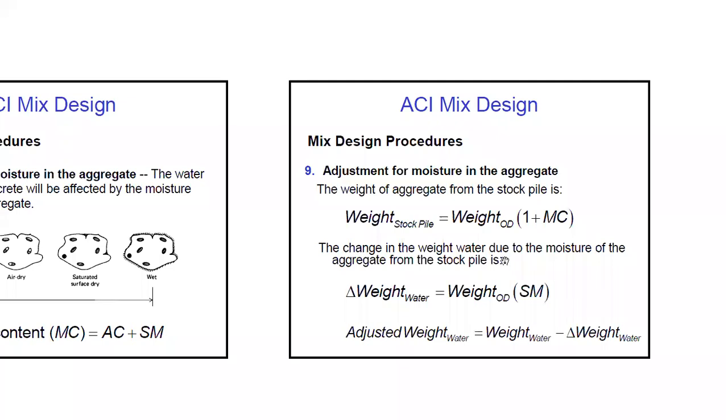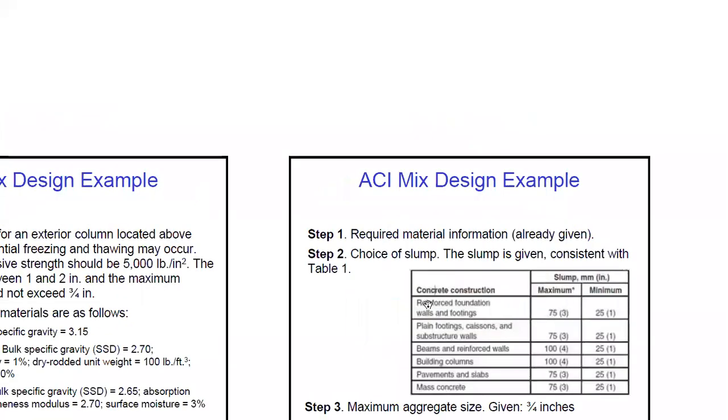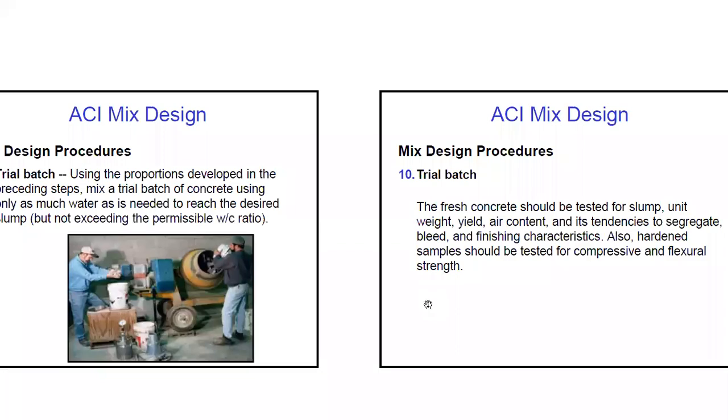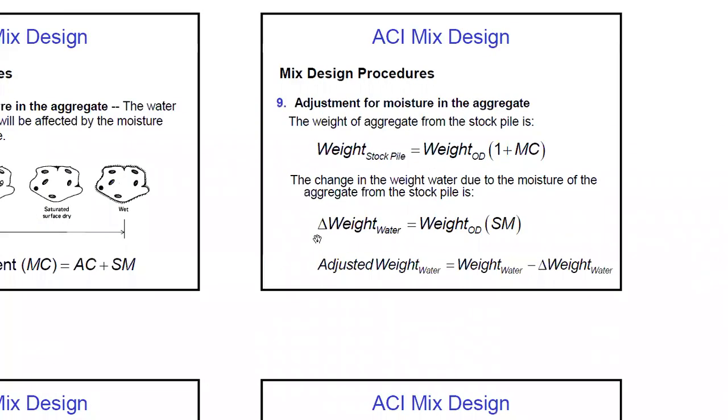The change in the weight of water due to the moisture of the aggregate from the stockpile would be delta weight of water. Because of this surface moisture, we need to change the weight of water. So the change in the weight of water is equal to the weight of oven dried aggregate multiplied by surface moisture.